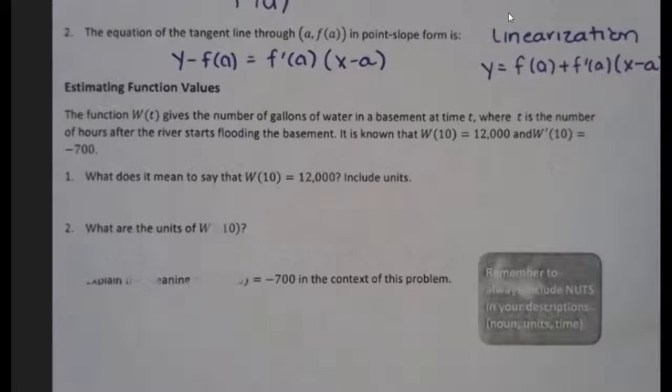Okay, so it says the function w of t gives the number of gallons of water in a basement at time t. So it gives the number of gallons of water. So w of t would be the first, second, or third derivative? It gives gallons of water. It's the first, right? It's the original function. It's like position because it's just gallons. There's no rate attached to it.